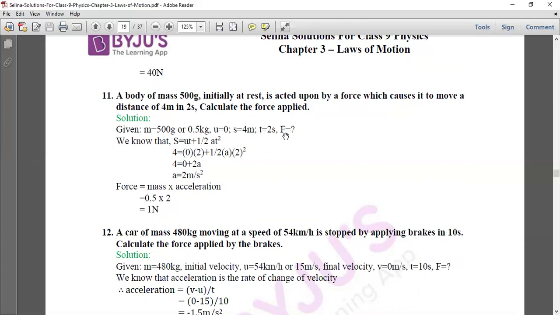So we need to find the force. We know s, we know t, and we know u. So can we use the equation s is equal to ut plus half at square? Yes. So we will substitute the values. After solving this equation, we get acceleration as 2 meter per second square. Therefore, force is equal to mass into acceleration. Mass is 0.5 kg and acceleration is 2 meter per second square. Therefore, the force acting on the body is 1 Newton.